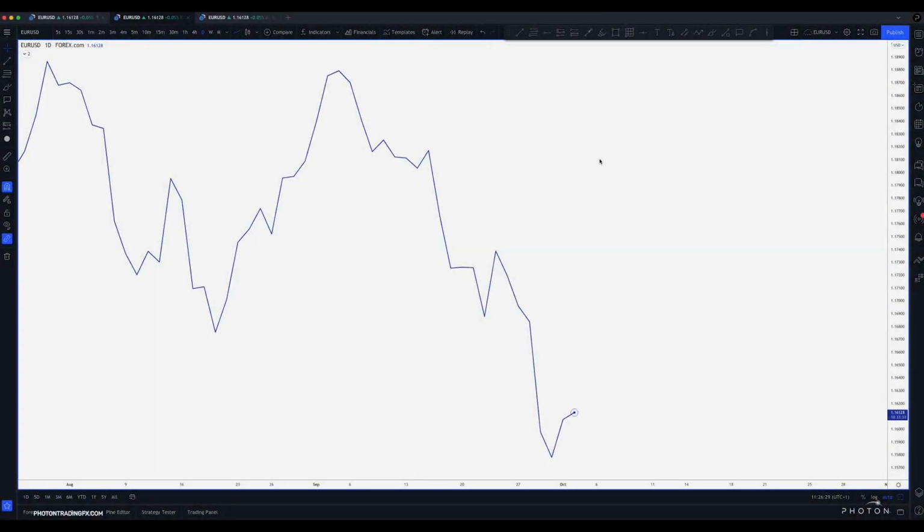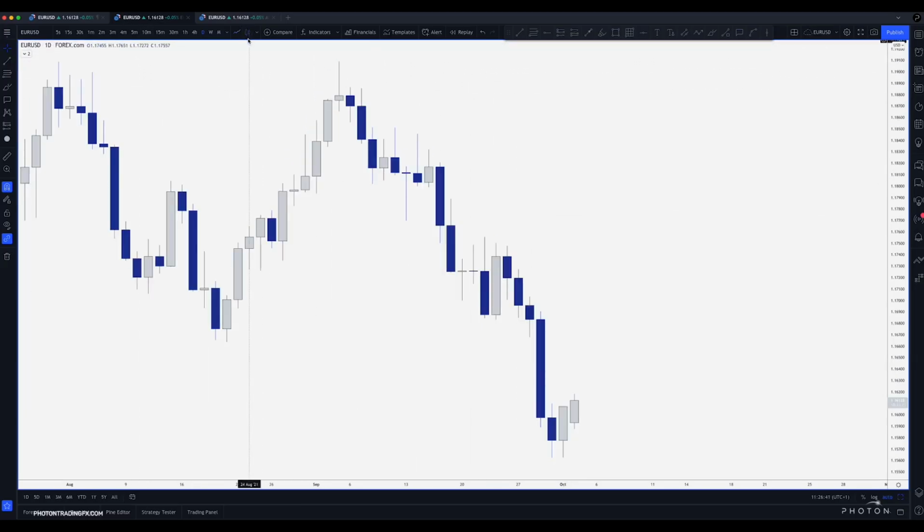To study that price action on our charts, we want to use something that gives us a little bit more information than just a very simple line chart, which just shows the average price for that time period. Instead, we use something called Japanese candlestick charts, which you can access here at the top of your TradingView toolbar.